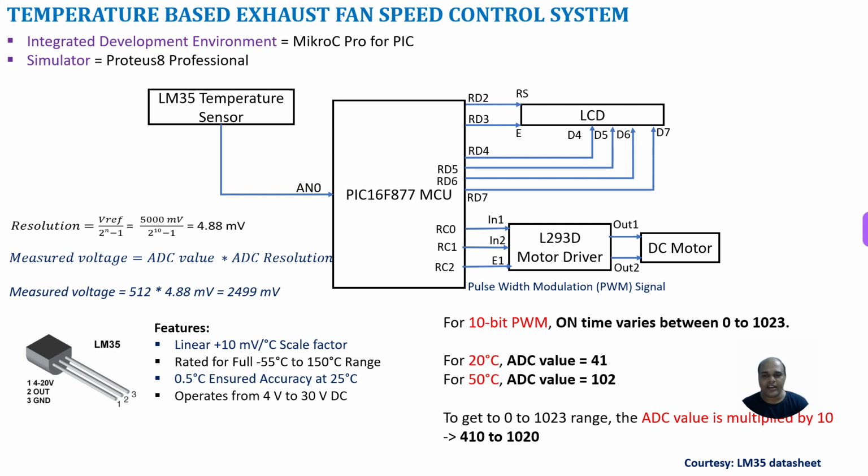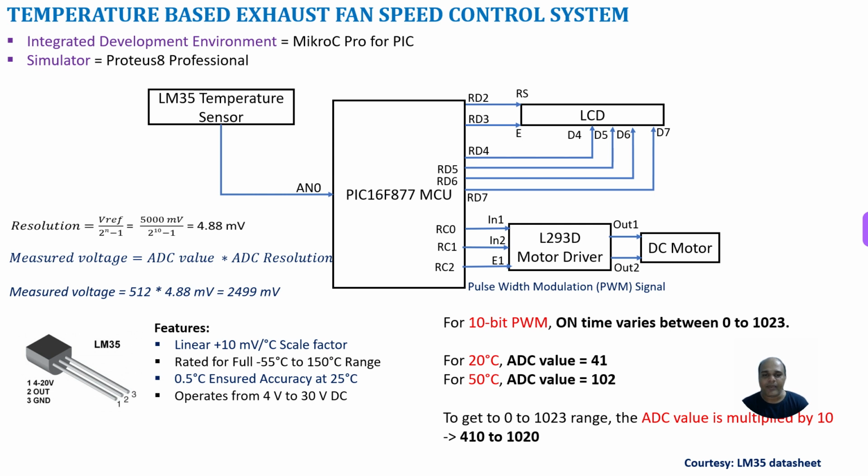If my duty cycle is 0%, which means there is no on time at all, in that case the motor will be in off state. If the duty cycle is 100%, which means I have the total period to be an on time, then the DC motor will rotate at maximum speed or rated speed.